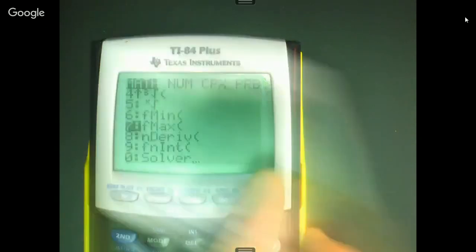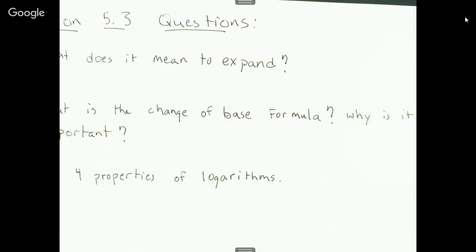So we'll stop right there for 5.3. Just really get down those properties, and we'll do a bunch of examples of expanding and reducing all those logarithms.